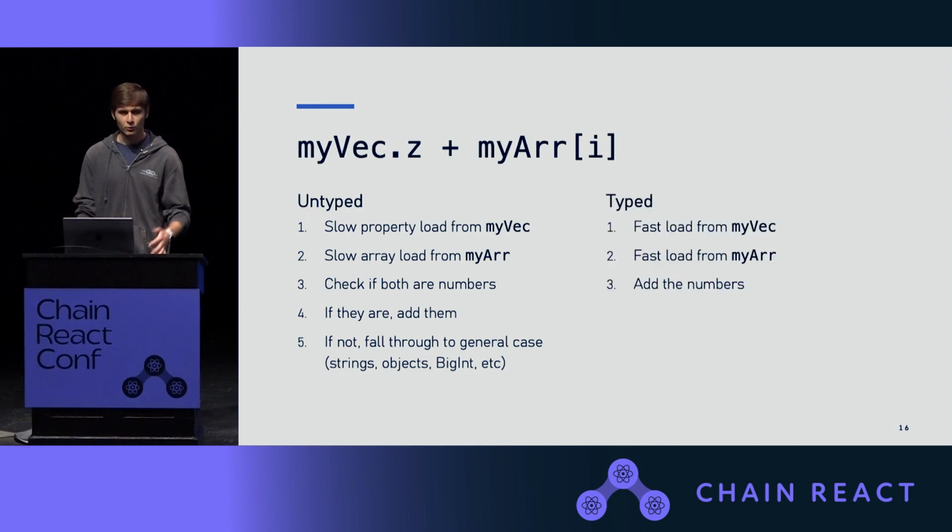In typed code, we have the very fast loads from myArray and myvec, and then we simply add them. Because they've already been annotated as numbers, we know that the thing that we've loaded is a number in both cases. So this is much faster.